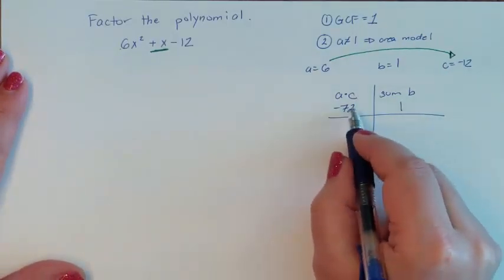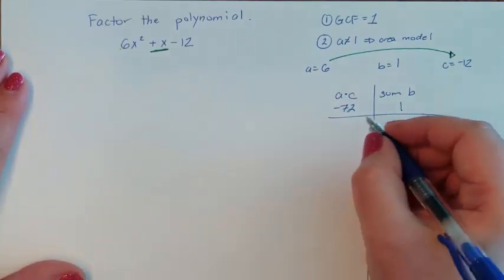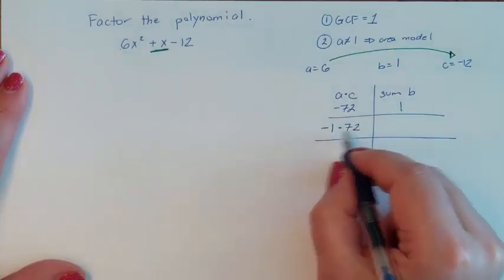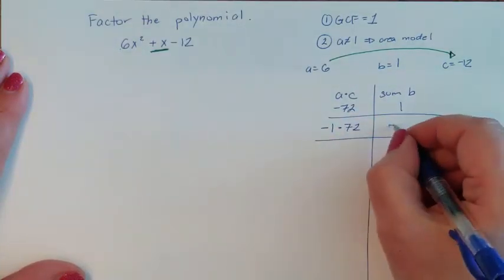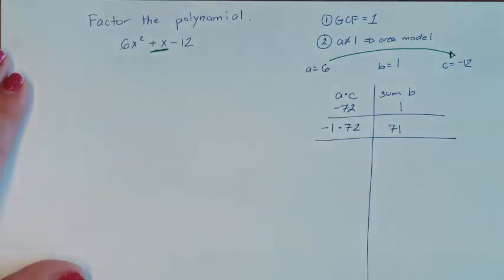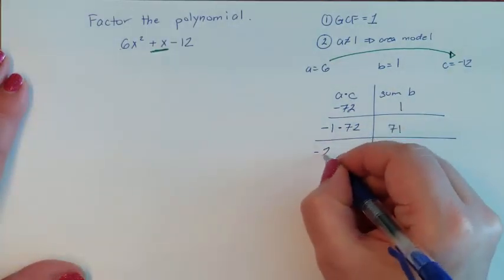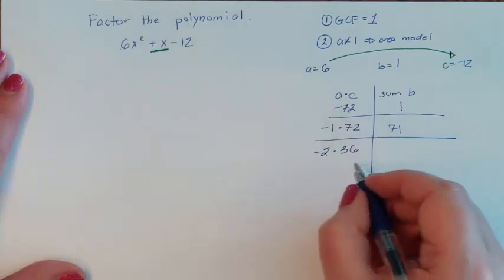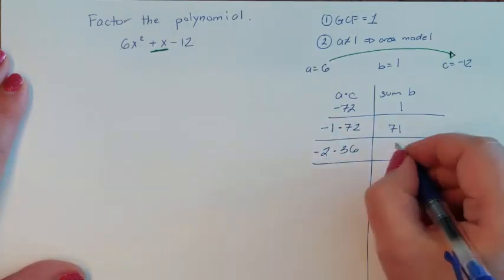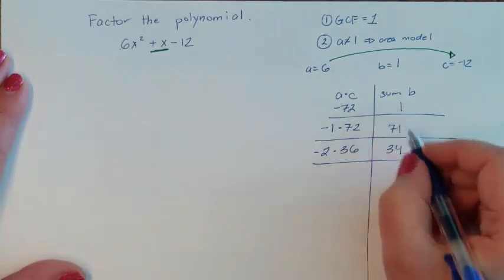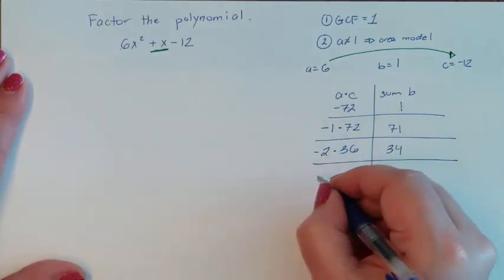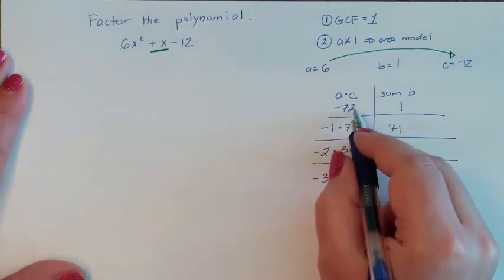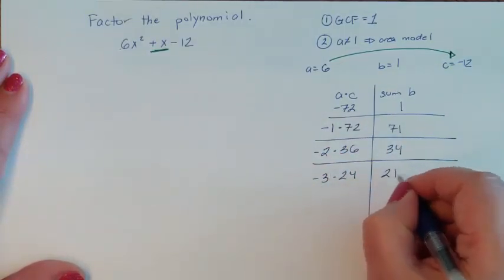So negative 72, which meant one of my numbers had to be negative. We start with ones. So negative 1 times 72 does multiply to give me negative 72, but when I add them together, I get 71, not the number that I wanted. So now then try 2's. So negative 2 times 36. Multiply these together, I do get a negative 72, but when I add these together, I get a 34. That didn't work. 1 didn't work, 2 didn't work, so try 3. Negative 3 times 24. They multiply to give me negative 72, but when I add them, I get a 21.